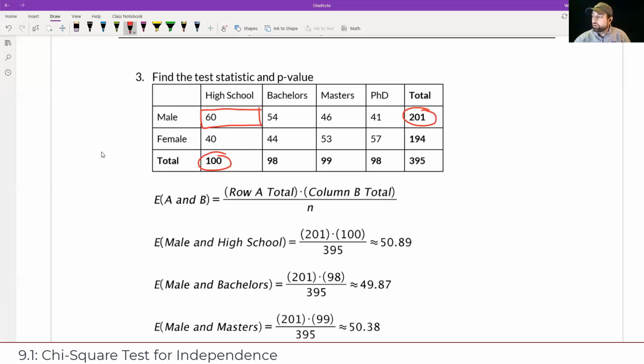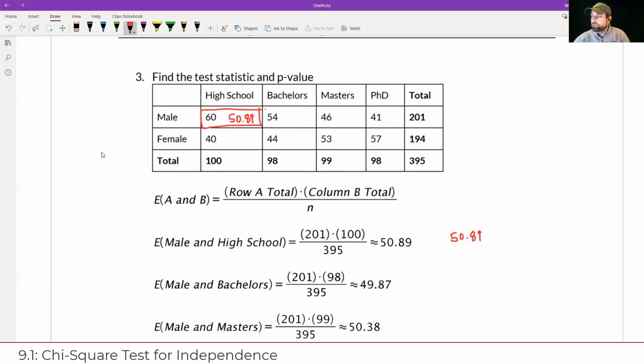So the row total goes here. The column total goes here. We divide by the total. And we get a value of 50.89. So that is our theoretical expected value. We then go to the next cell.